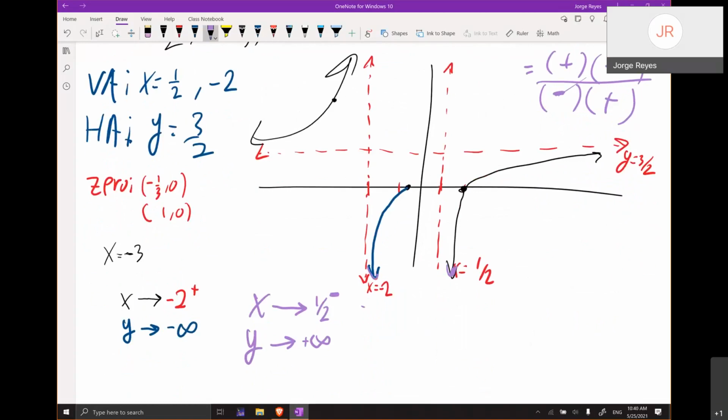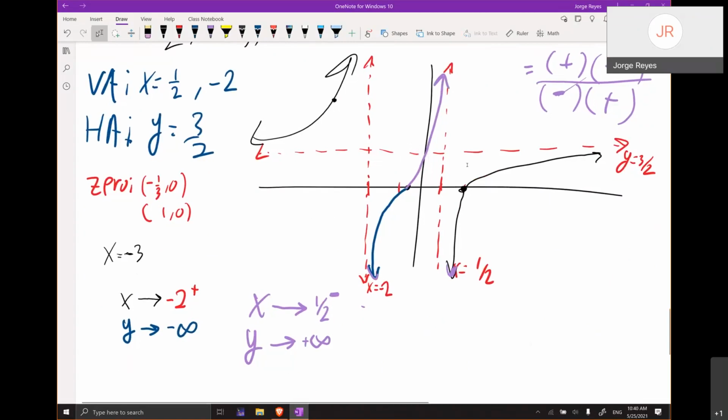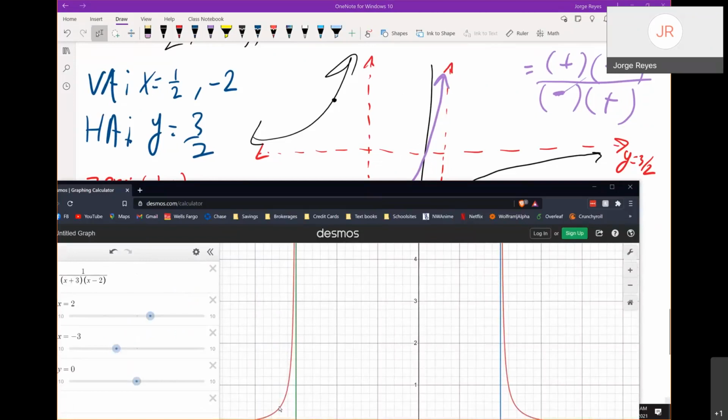So you get this end behavior, okay? And this is doing a really weird thing. This is crossing the horizontal asymptote, which is allowed sometimes. So just wanted to show you, be careful that it's not always going to be a U-shape thing in the middle here. It can do weird things. And so let's look at this on Desmos.